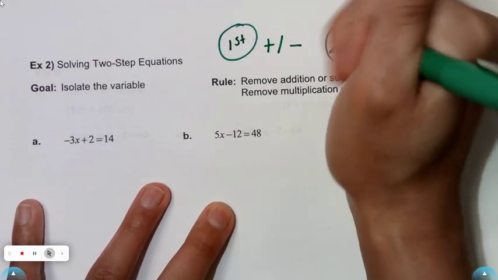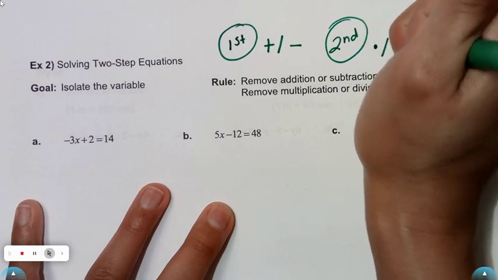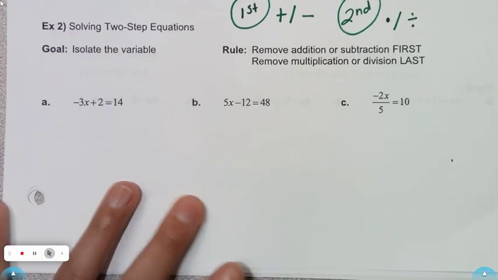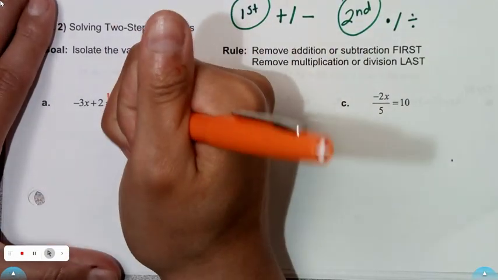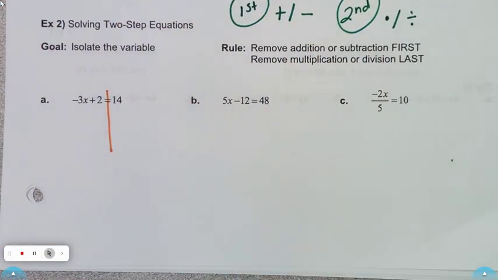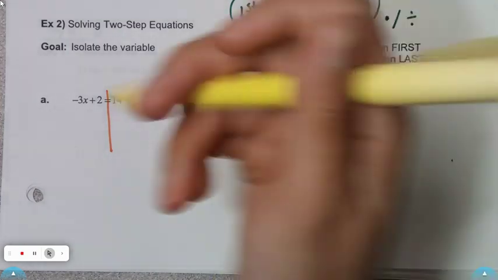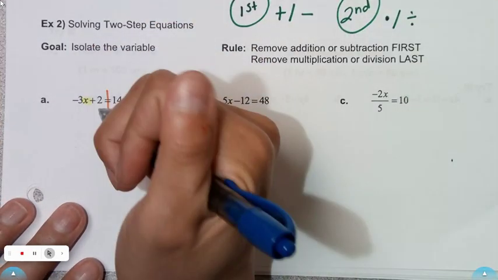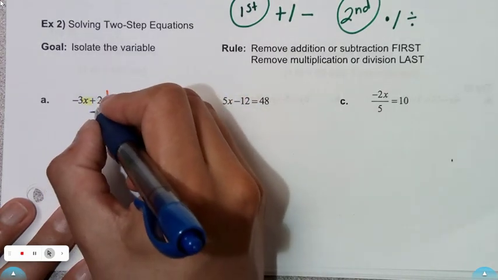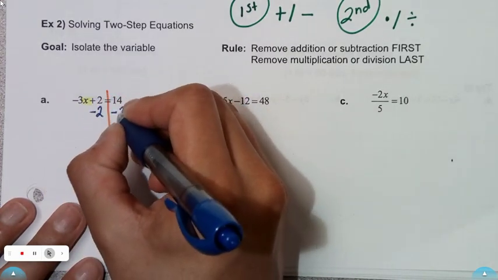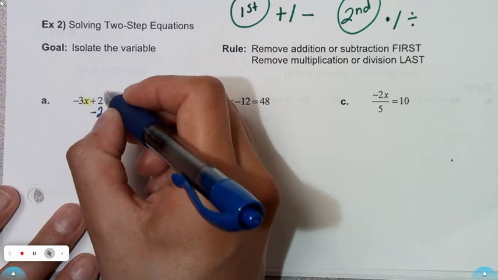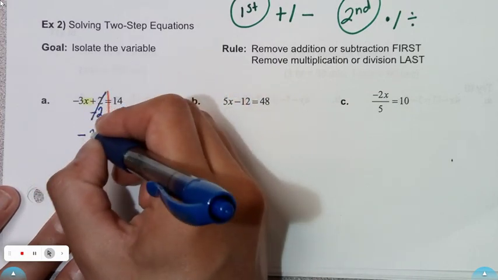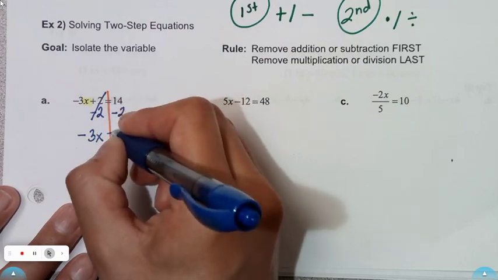Second is multiplication or division. Same process though. So I like to draw my line through my equal sign. I like to identify my variable. So for me, that's the x. The opposite of +2 is -2. I have to do that on both sides. These 2's cancel. Everything that I'm left with, I bring down my equal sign.